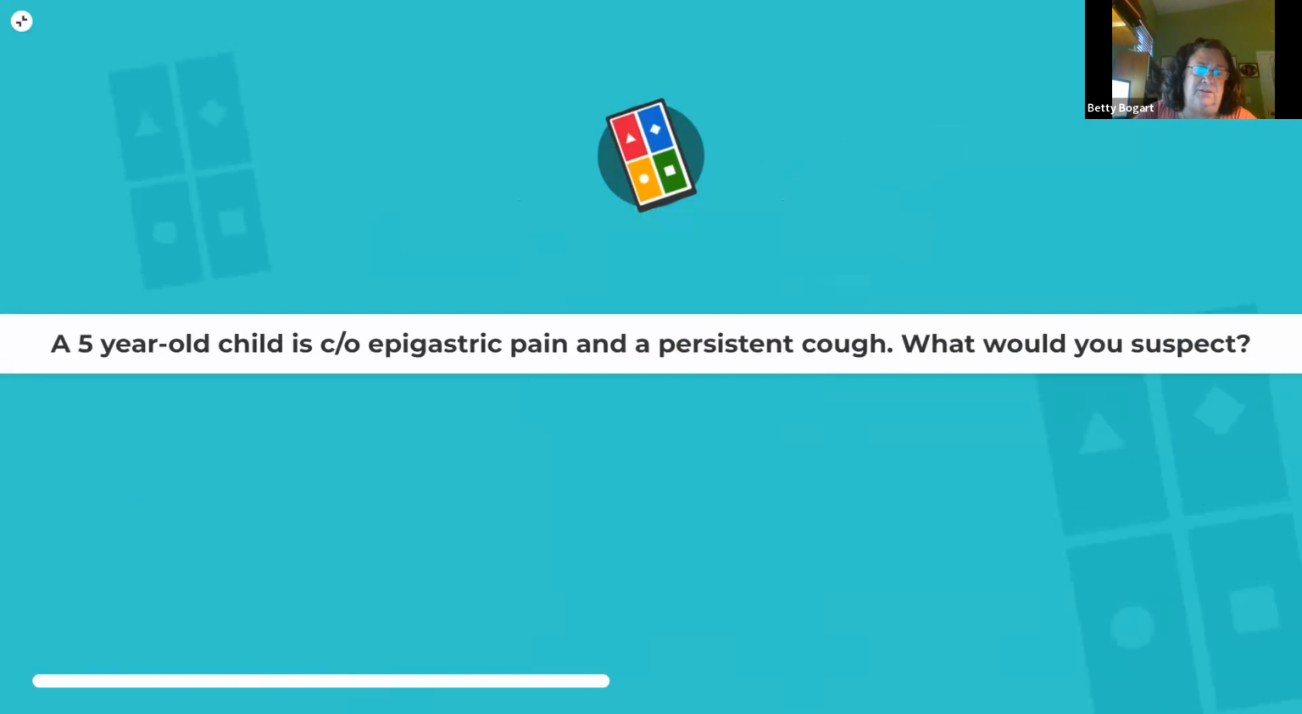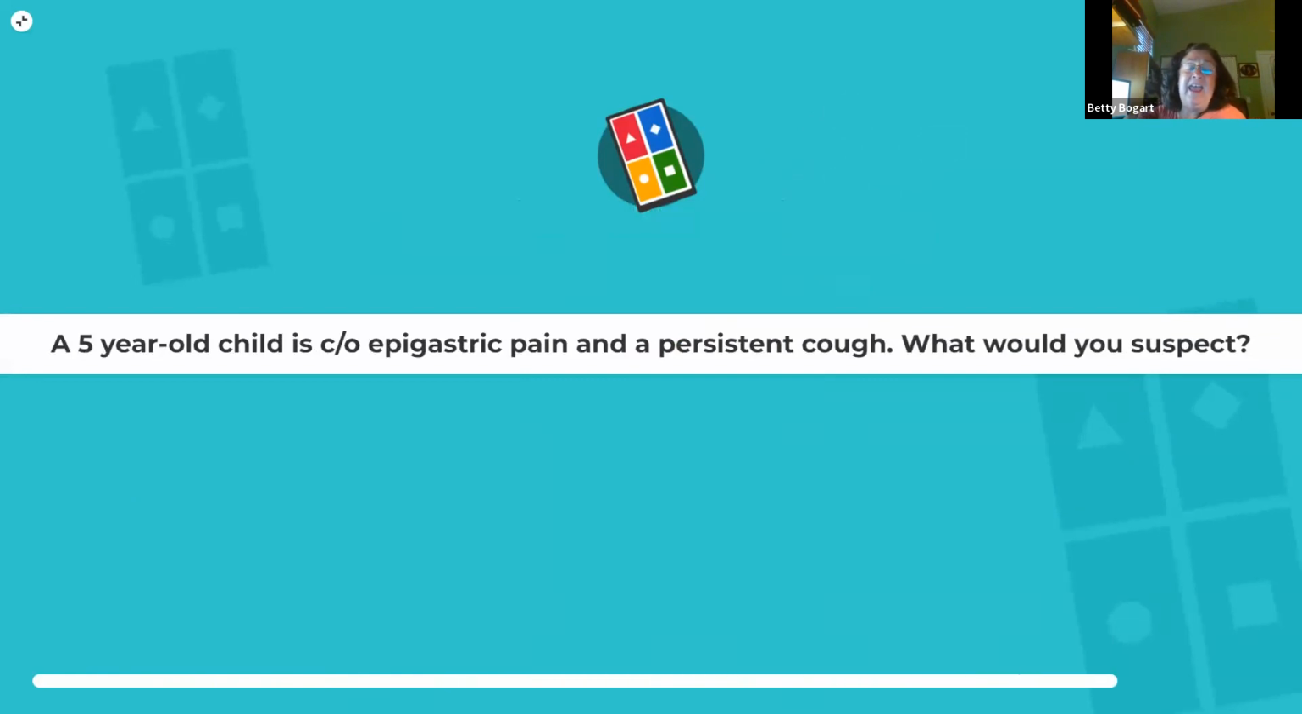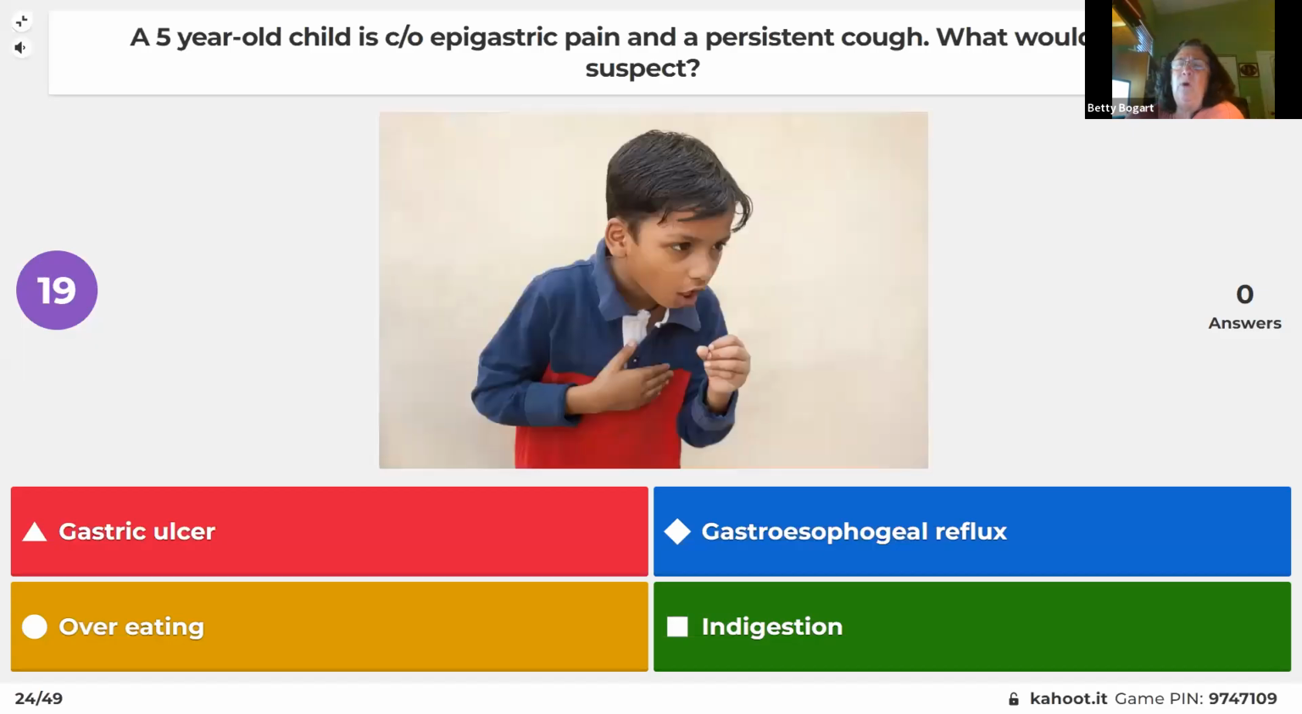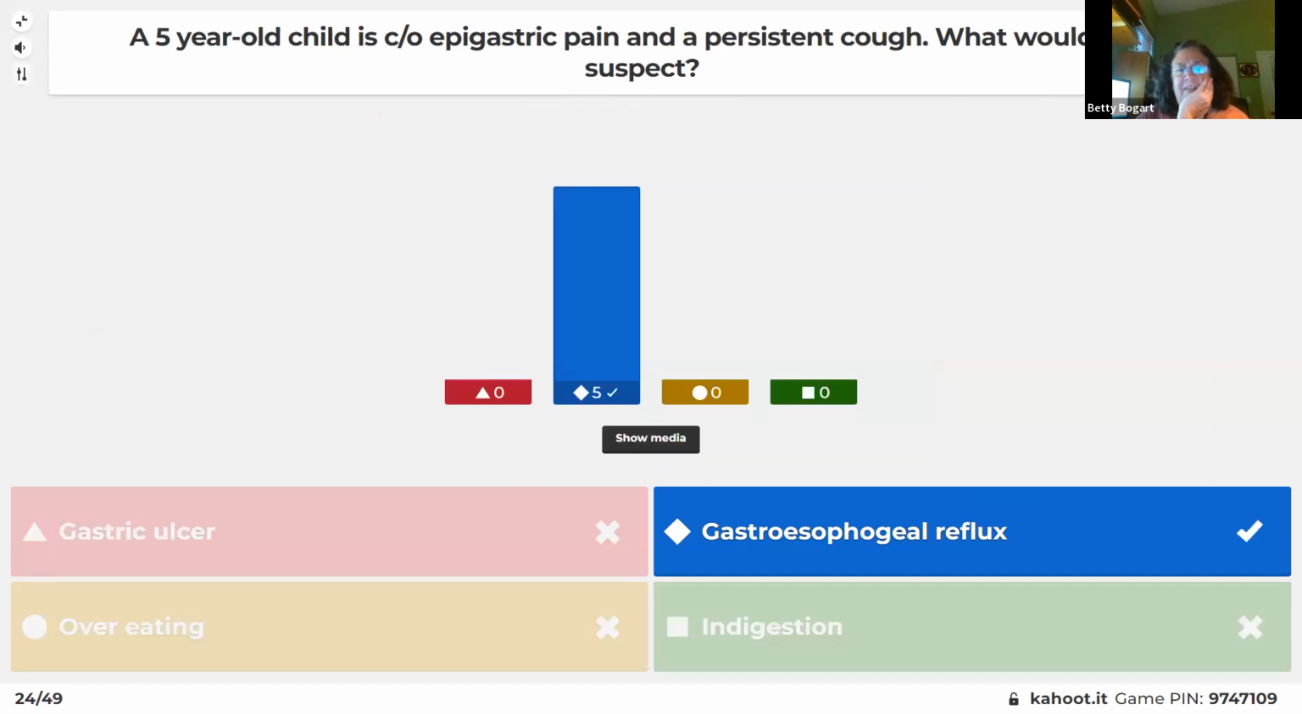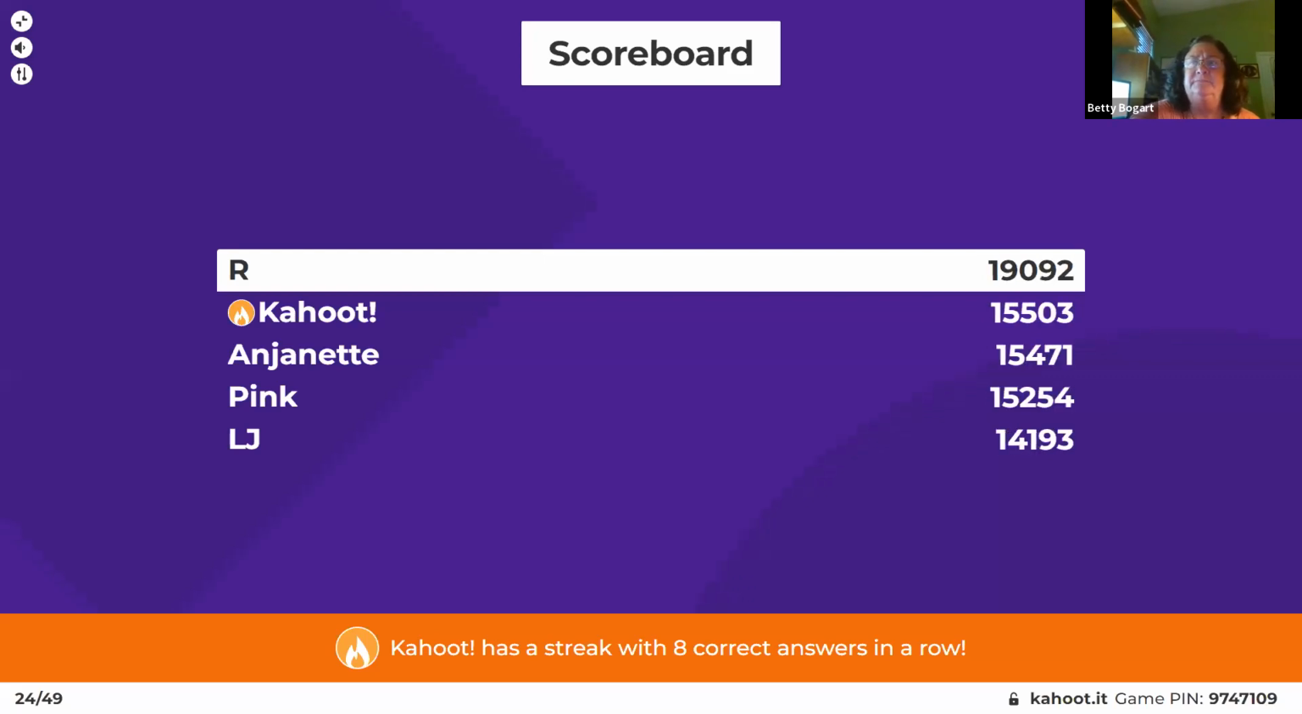A 5-year-old is complaining of epigastric pain and a persistent cough. What would you suspect? What causes a cough? And that's that gastroesophageal reflux is going up and down the esophagus, a little bit's going into the lungs, and they cough. Very good.